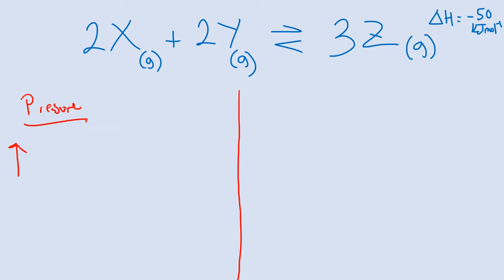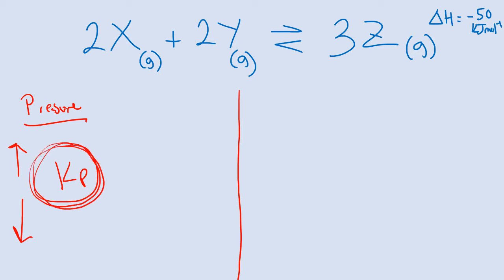And the opposite will happen if I decrease the pressure. If you decrease the pressure, it favours the side with the most molecules of gas, which in this case would be to the left. So decreasing the pressure, equilibrium will shift to the left to oppose the change, and you would have a larger proportion of X and Y than you did before. So equilibrium will shift to the left if you decrease the pressure. However, Kp does not change.